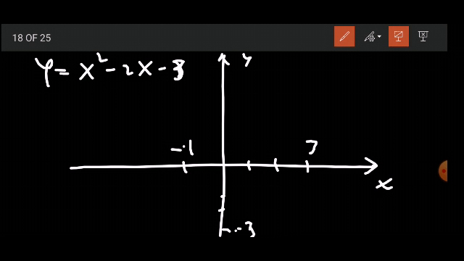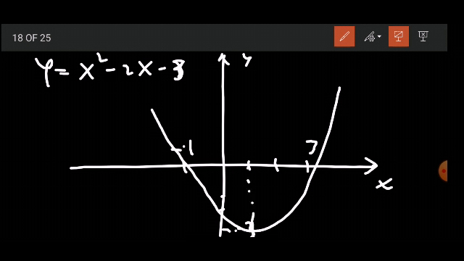So the graph goes this way. There is some point where the minimum point is. You see at x equal to 1, although it comes on 0 to 3, right?